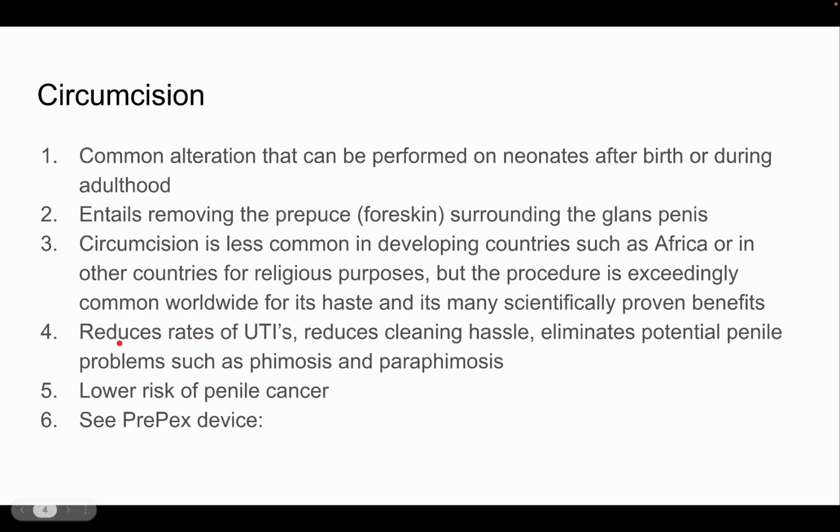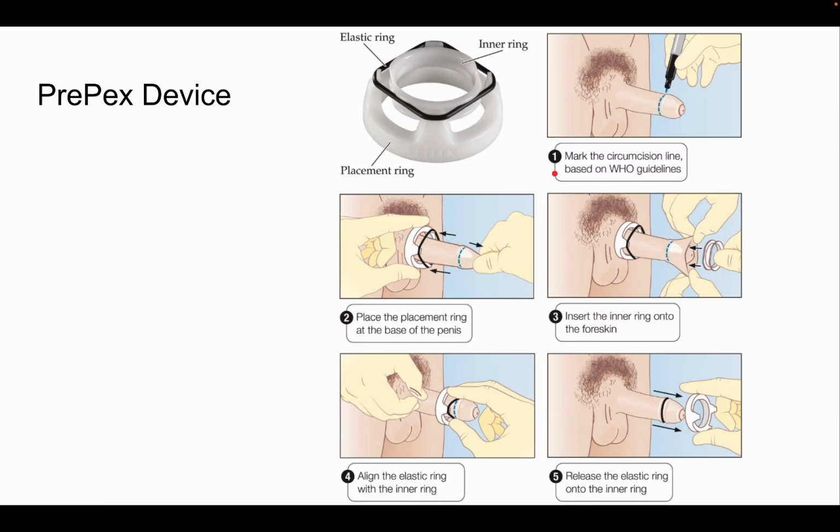benefits and its hygiene. It reduces rates of UTIs, reduces cleaning hassle, and eliminates potential penile problems such as phimosis and paraphimosis, which only occur in uncircumcised individuals. You have a lower risk of penile cancer. And the PrePex device here increases access to circumcision in developing countries. Basically it cuts off the circulation of the foreskin covering the glans, so that it can be a painless removal with scissors or a scalpel, whatever they have on hand. You can remove the foreskin without any pain.